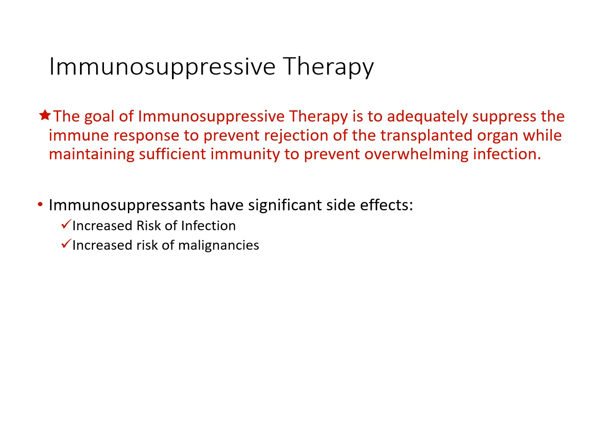And now we talk about the immunosuppressive therapy that is available for patients. This is to suppress the immune response to prevent rejection of the transplanted organ while maintaining sufficient immunity to prevent overwhelming infection. So that's a tall order, and it may be difficult. So what are they doing? Once you've gotten this immunosuppressive therapy, of course, you're at increased risk of infection, and you're at increased risk of malignancies, different types of cancers for sure.